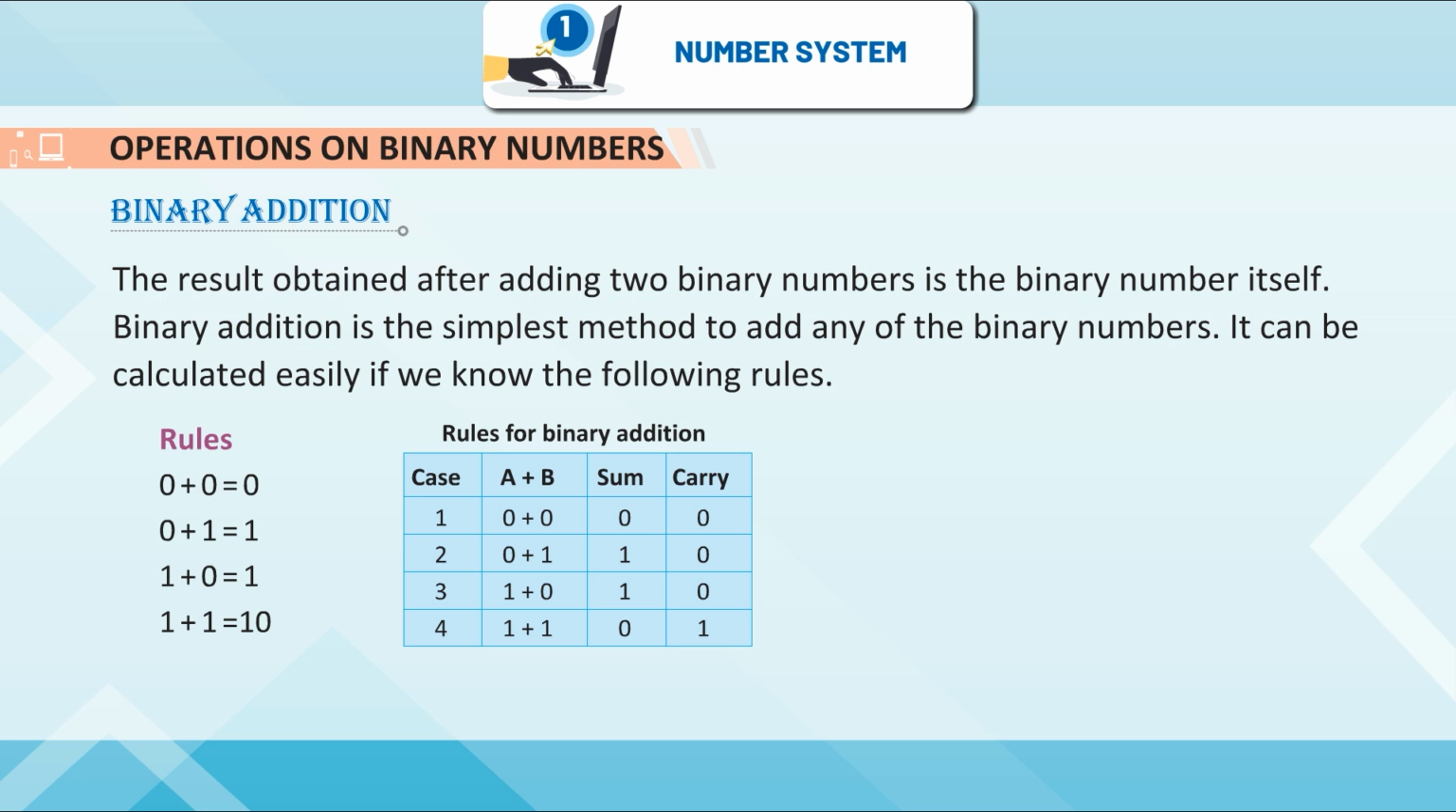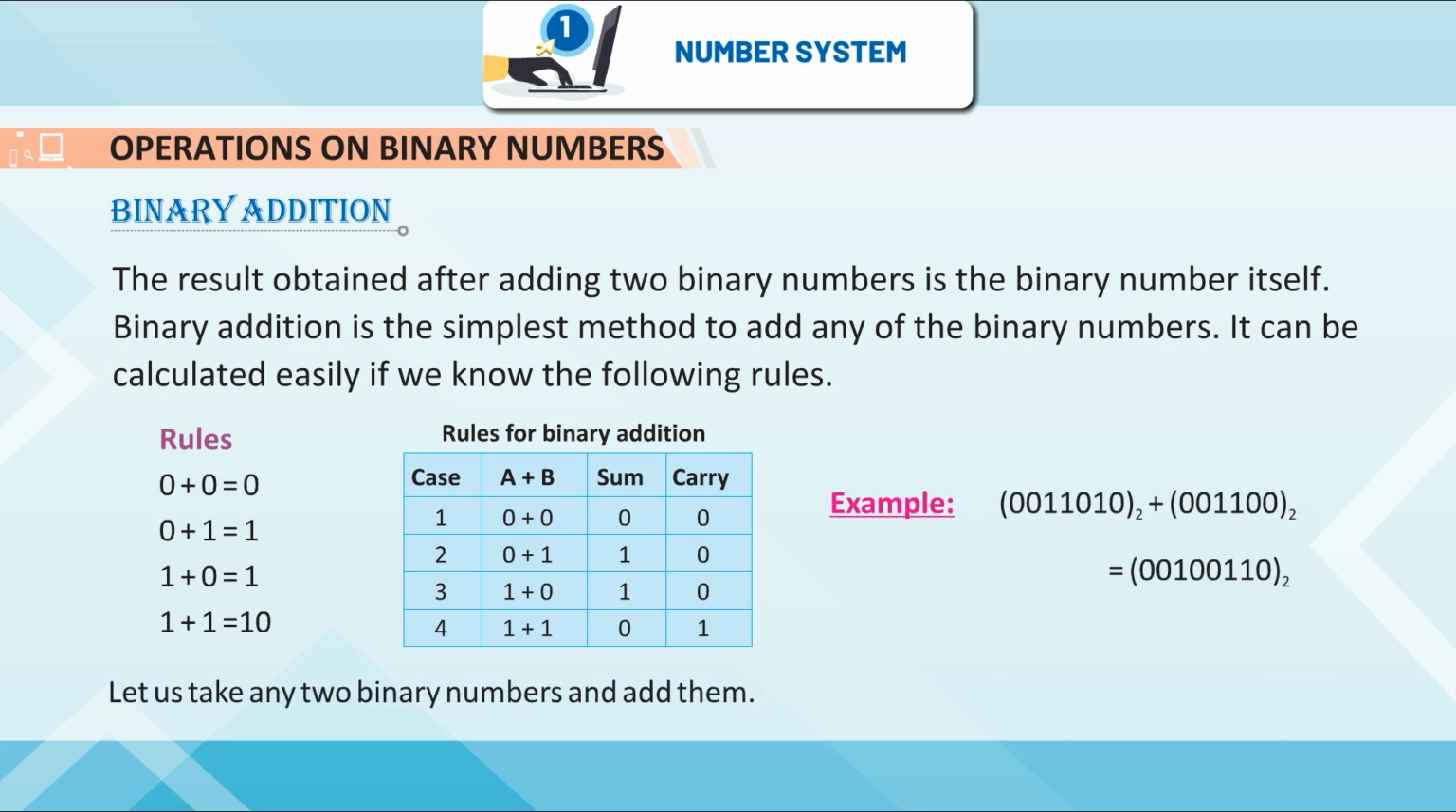Case 2: 0 plus 1. Sum 1, Carry 0. Case 3: 1 plus 0. Sum 1, Carry 0. Case 4: 1 plus 1. Sum 0, Carry 1. Let us take any two binary numbers and add them.